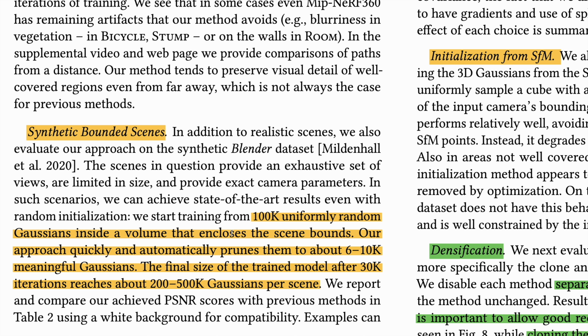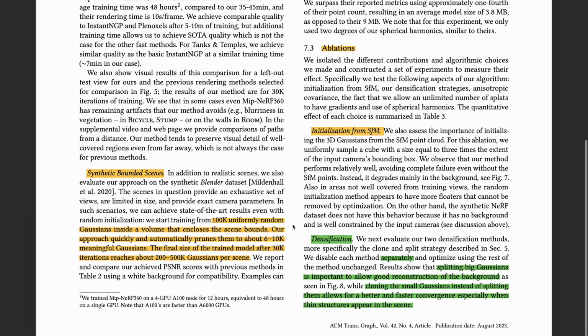On initialization they position them uniformly. With the adaptive density pruning, those 100k Gaussians will be reduced to 6 to 10k Gaussians, okay? Only 6 to 10k meaningful Gaussians. And then with the densification, after 30k iterations, this will increase to 200 to 500k Gaussians, okay? So here you can really see the impact of the densification for synthetic scenes. If you start with randomly initialized Gaussians, it's all working fine, okay?